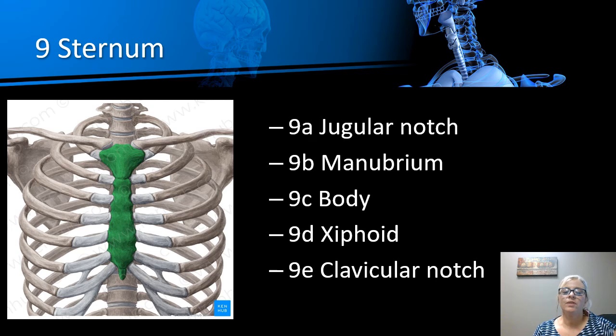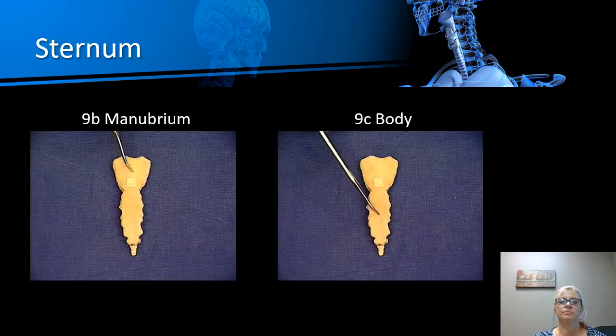So next we're going to look at the sternum. You can see it here highlighted in green. And we're going to look at some features of the sternum as well. The jugular notch, manubrium, body, xiphoid process. That should say process right there because it is a process, and then the clavicular notch. So this upper portion here, this is the manubrium, and then of course the main part of any bone is the body.